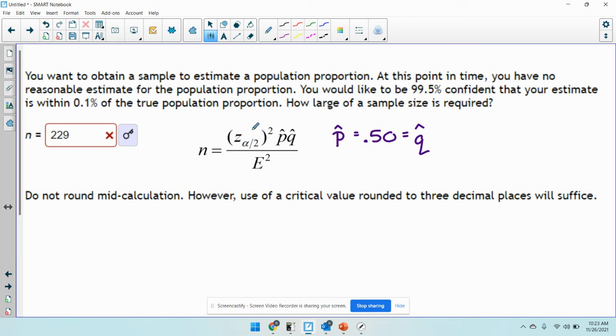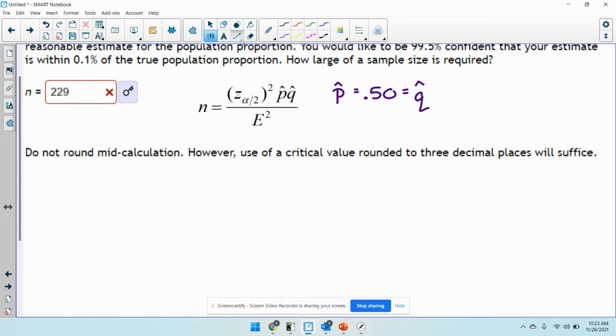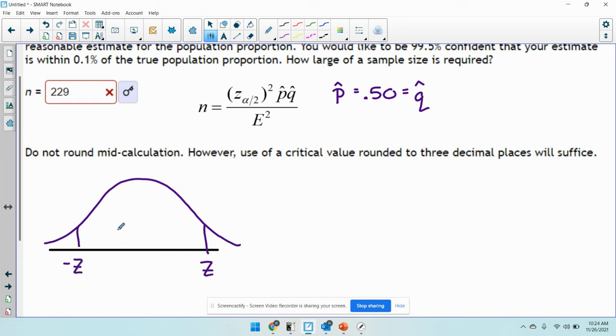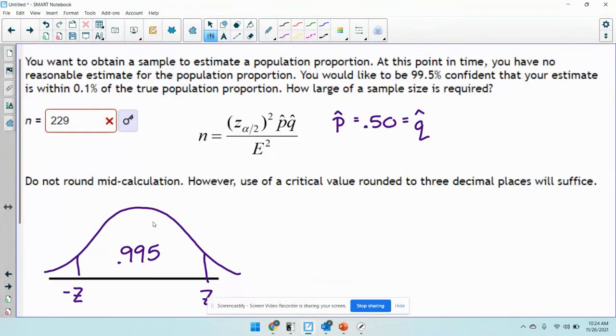We're looking for the z that cuts off the middle 99.5%. So I'll draw a quick picture. So we're looking for this z value. This will be negative z that cuts off 0.995. And we're looking for a margin of error of 0.1%. So E is going to be 0.1.